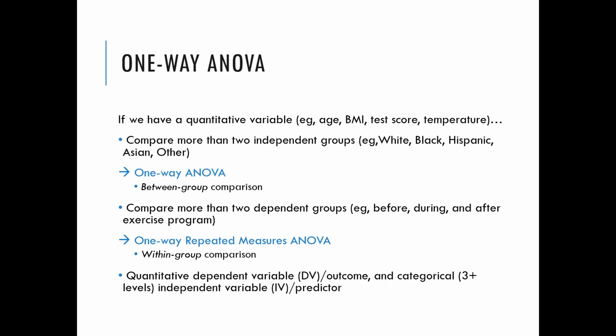Now if we want to take our quantitative variable and compare more than two dependent groups, so again we have a single sample, for example, and we want to measure an outcome before, during, and after an exercise program, now we're doing a within group comparison. Then we would do a one-way repeated measures ANOVA, and that is just an extension of the paired t-test. As a summary, we have a quantitative dependent variable, and a categorical independent variable with 3 or more levels.